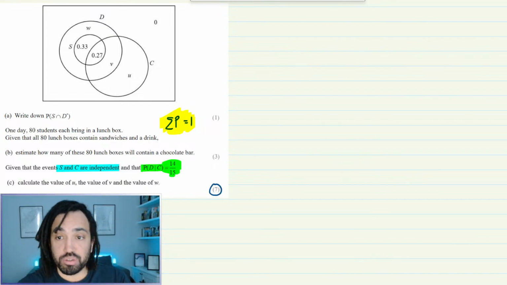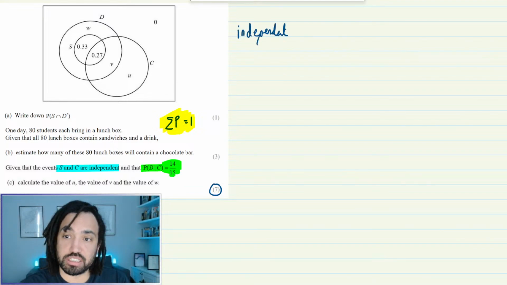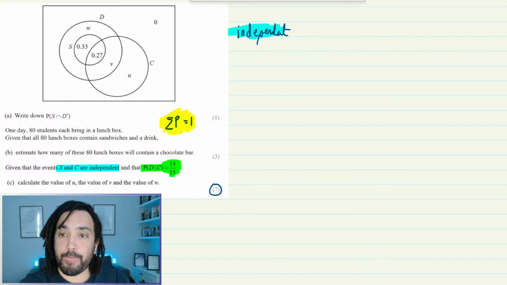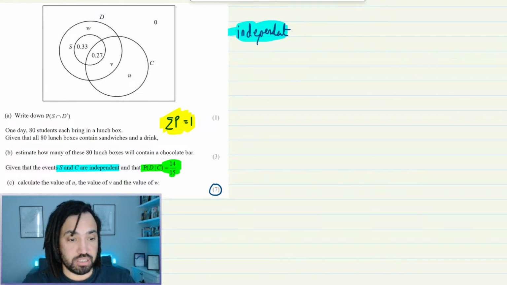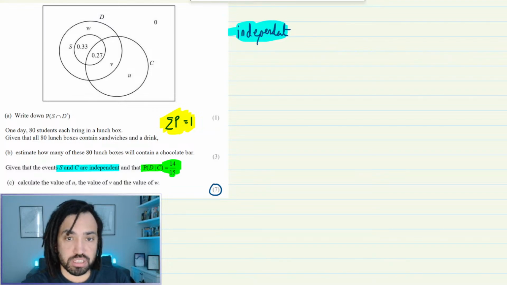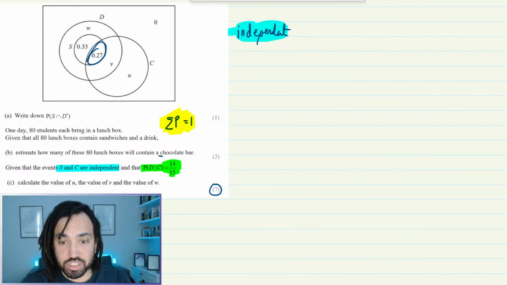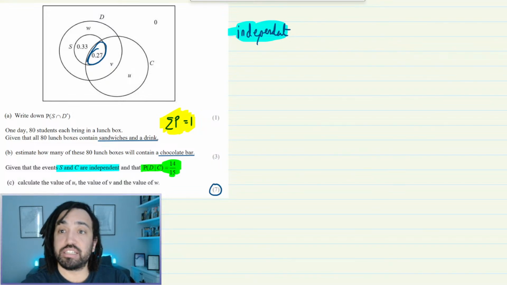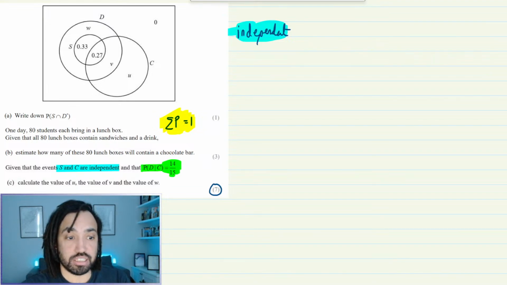Okay, the first one we'll do is the independence one. Let's start with that. What does that mean if they're independent, guys? What does it mean if they are independent? Why was it 0.7? The last one was 0.7 because it was this area there, because that was the only area which contained a chocolate bar and was given that they contained a sandwich and a drink. So that's why we had 0.27 on top. Okay, good. Yes, that is lovely.